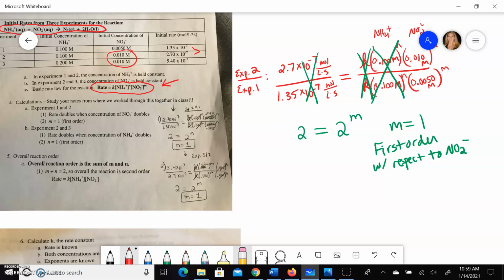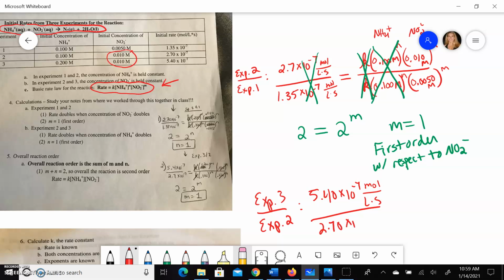So now we're going to compare the second and third experiments. Again, you want to put the bigger rate on top. So in this case, we're going to put experiment 3 on the top. It's helpful to label it too so you don't get confused about which experiments you're putting. And we're going to put experiment 2 on the bottom this time. So this one is 5.4 times 10 to the negative 7th. And we have 2.7 times 10 to the negative 7th. And then we have k for both of them.